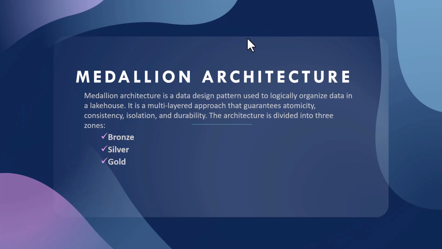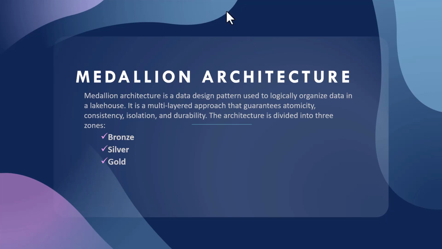Welcome back. In this module, we'll be talking about Medallion architecture. Medallion architecture is a data design pattern used to logically organize data in a lakehouse. It is a multi-layered approach that guarantees atomicity, consistency, isolation, and durability. The architecture is divided into three zones, which include the bronze, silver and also the gold layer.